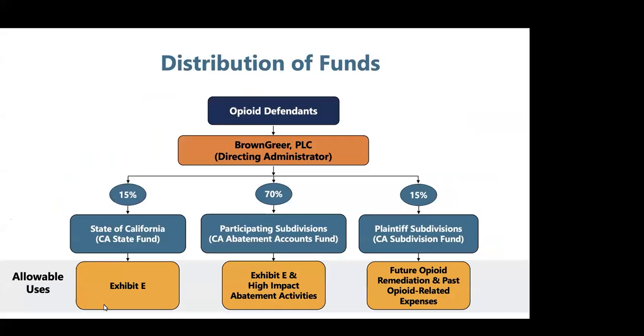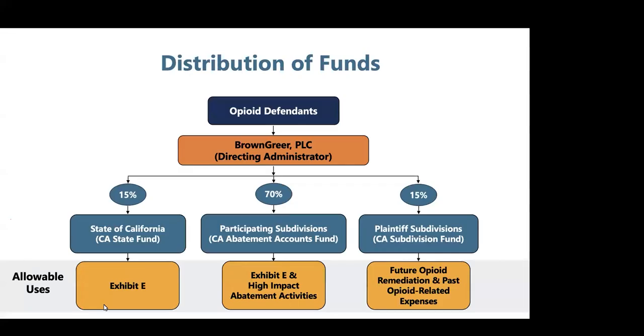So here is a kind of chart of our distribution of funds. You can see at the top, it starts with that opioid defendant, who is someone we named in a previous slide, like Allergan, CVS, distributor, Janssen. They make payments to Brown Greer PLC, who is our directing administrator. And again, they are the ones that are responsible for the flow of cash, so to speak.